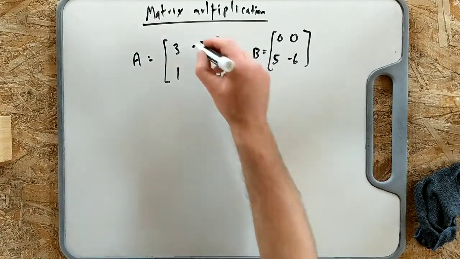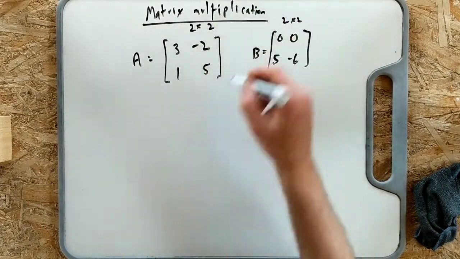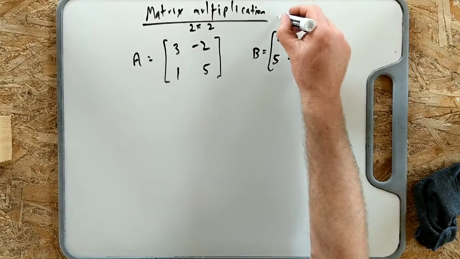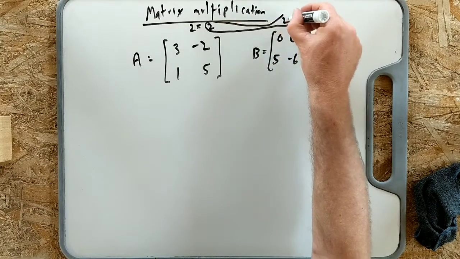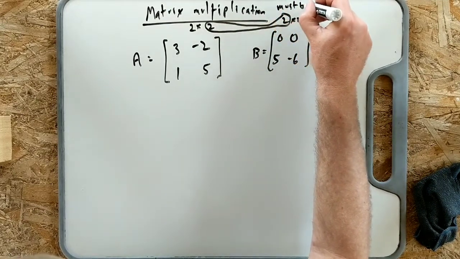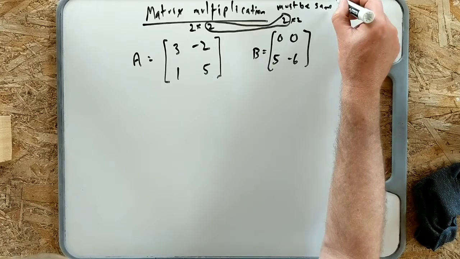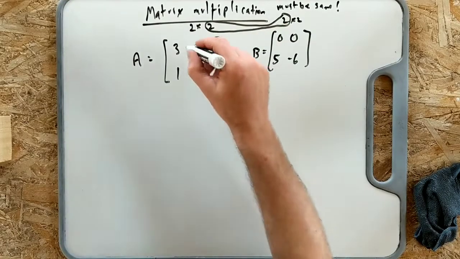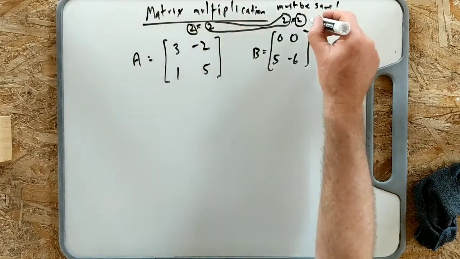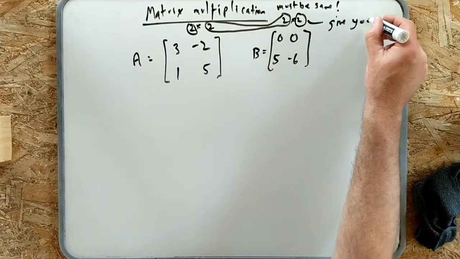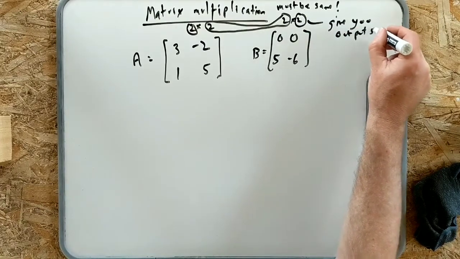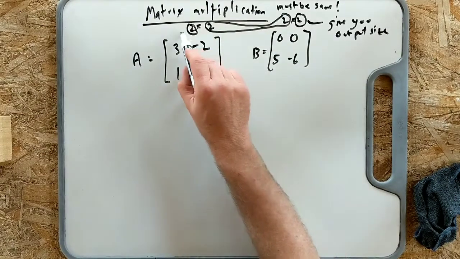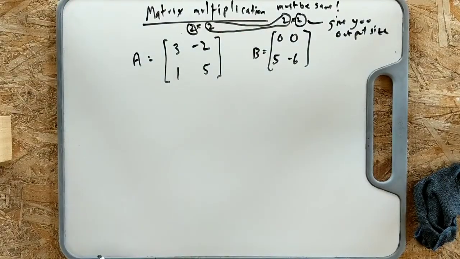So I've got a 2 by 2 here, and I'm going to multiply by a 2 by 2. The only way you can multiply matrices together is if the inner terms are the same, and you'll see why when you multiply. If it's 2, this has to be 2, or you can't multiply. The outside numbers give you the output size. If I multiply a 2 by 2 by a 2 by 2, I get a 2 by 2. I'll do a couple of examples that show that.